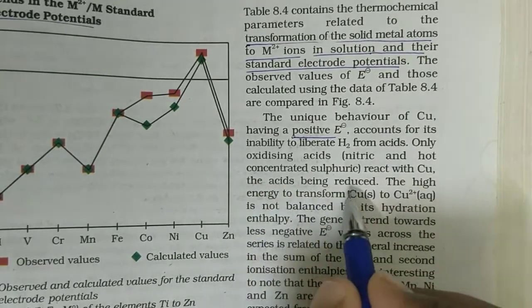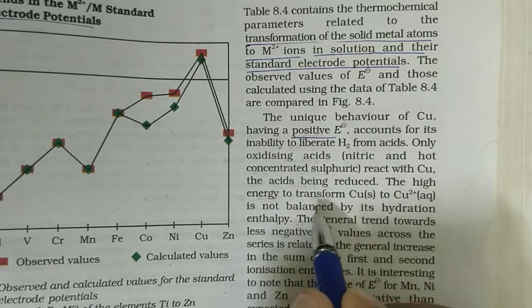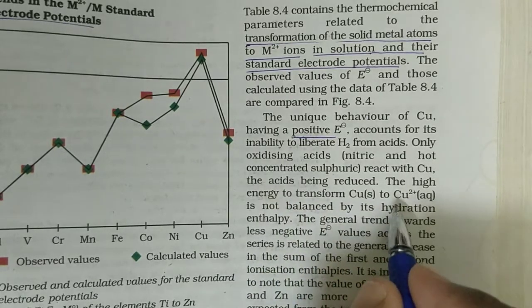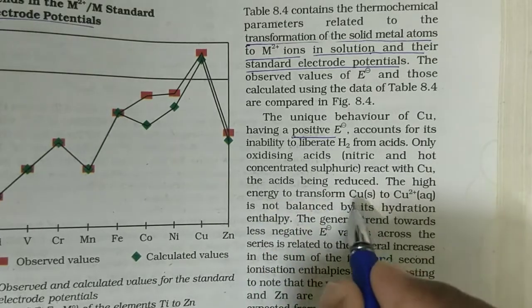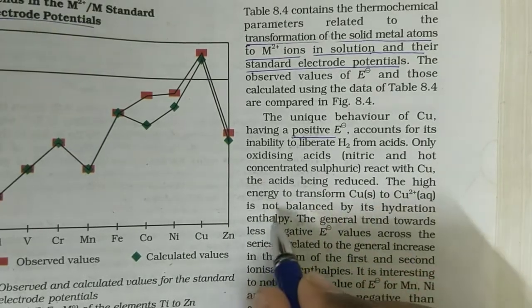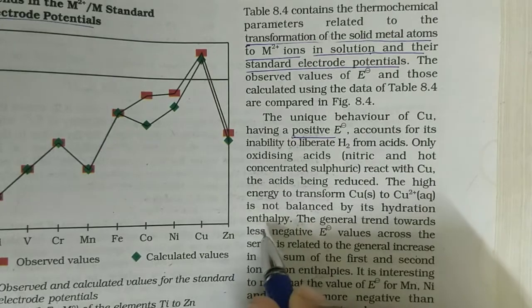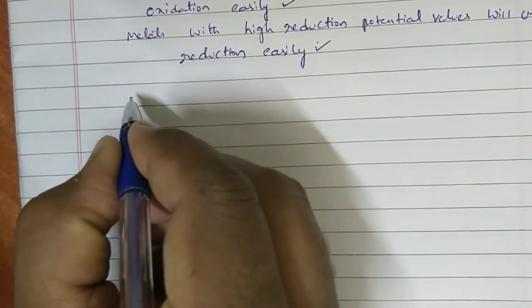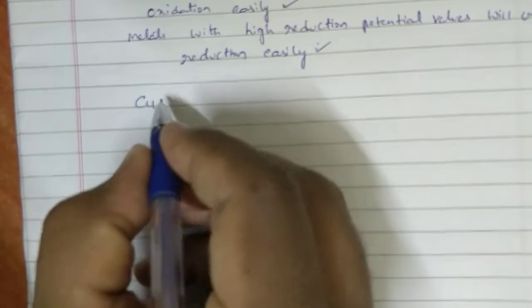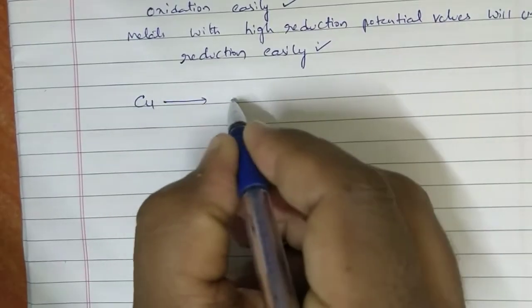The acids are being reduced. The high energy to transform copper to Cu+2 is not balanced by its hydration enthalpy. Let us consider copper. Copper must be converted to Cu+2.